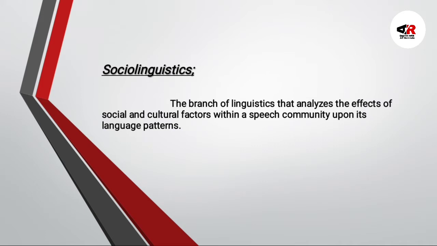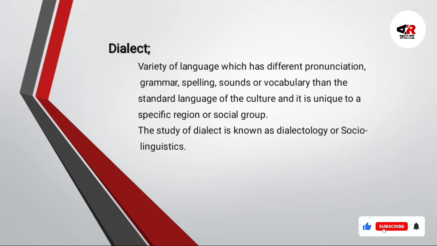But here we will discuss shortly the sociolinguistics definition. It is a branch of linguistics that analyzes the effects of social and cultural factors within a speech community upon its language pattern. Or sociolinguistics means the study of language in relation to social factors, differences of regional, class and occupational dialect, gender differences and bilingualism. That is called sociolinguistics.